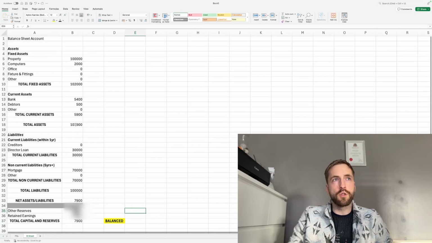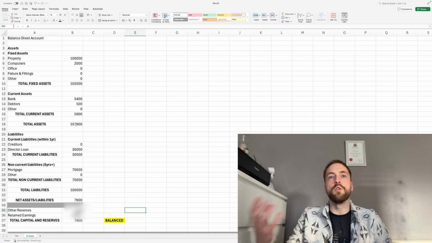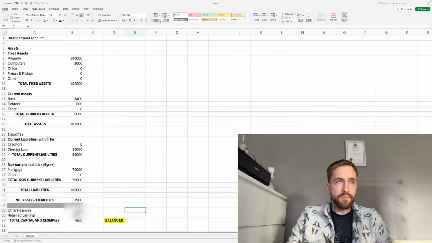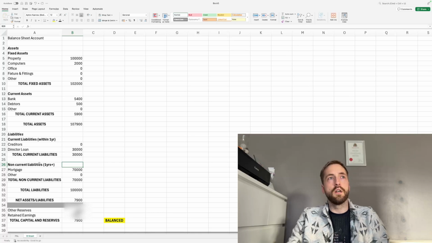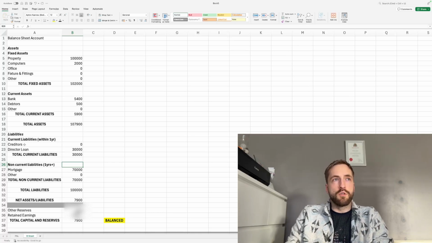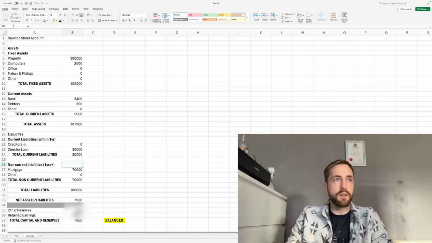Then you need to look at what your company needs to pay out, what liabilities you have, what your company owes to other people. This one is usually split into current liabilities and non-current liabilities. I need to still get a full definition of that, but I believe current liabilities are within 1 year and non-current liabilities are longer than 1 year. So the current liabilities could be creditors. You might have to pay somebody in the next few months money that they have lent to you, so you need to pay them back.